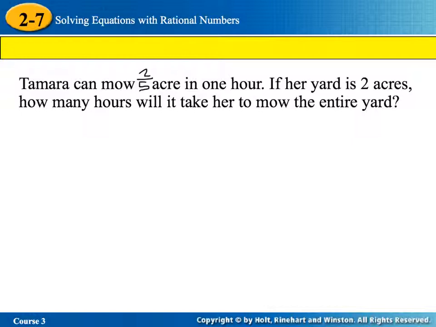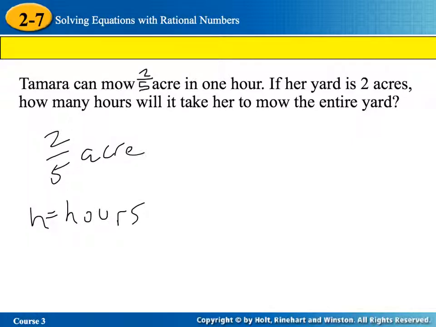All right, so it says, Tamara can mow 2/5 of an acre in 1 hour. If her yard is 2 acres, how many hours will it take her to mow the entire acre? So, think about what we know. We know she mows 2/5 of an acre every hour. Okay? Do we know how many hours she's mowing for? No. So what can we use? If we don't know how many hours she's going to mow for, what can we use? Well, H for hours. Okay?